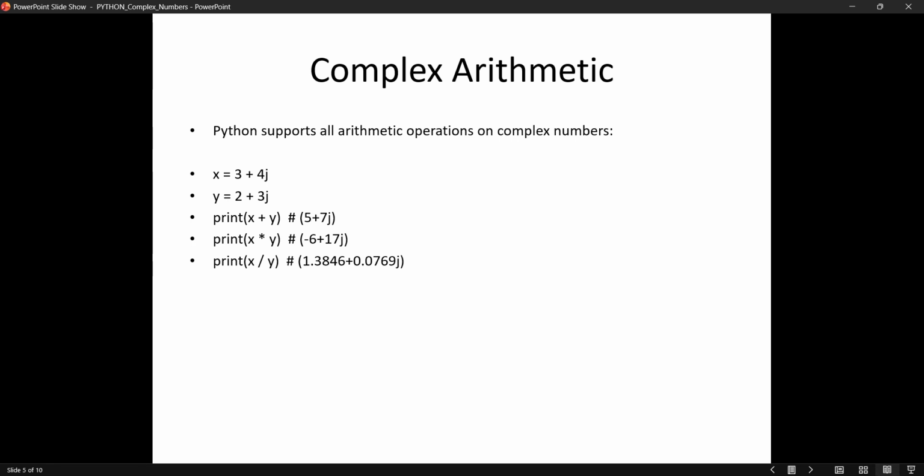Complex arithmetic. Python allows you to perform arithmetic operations directly with complex numbers: addition, subtraction, multiplication, and division all work the same way.